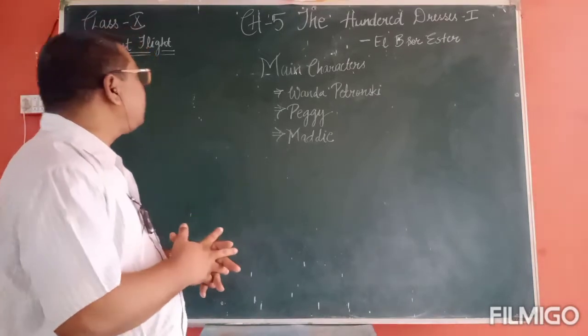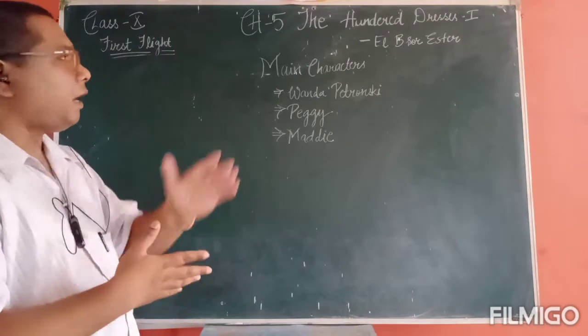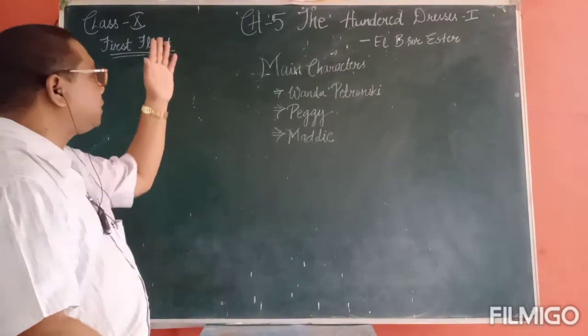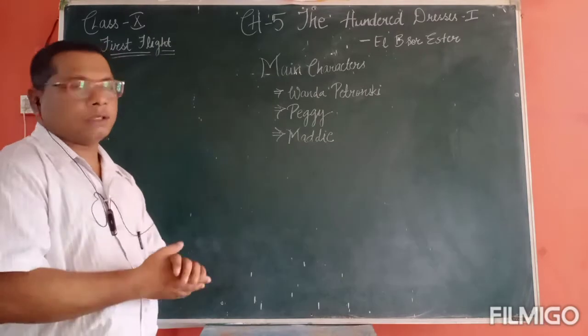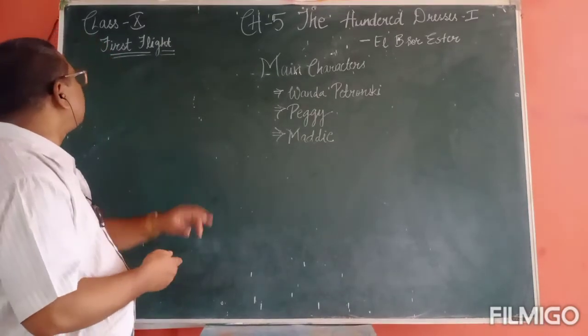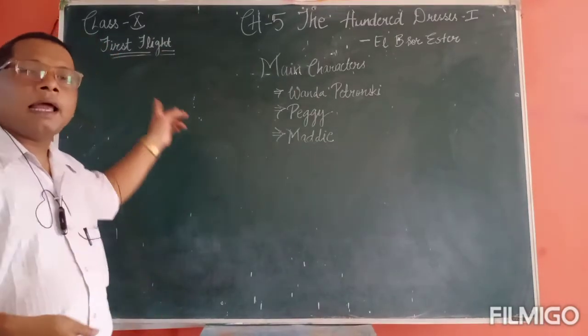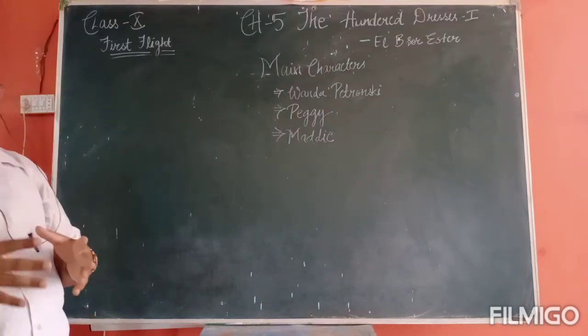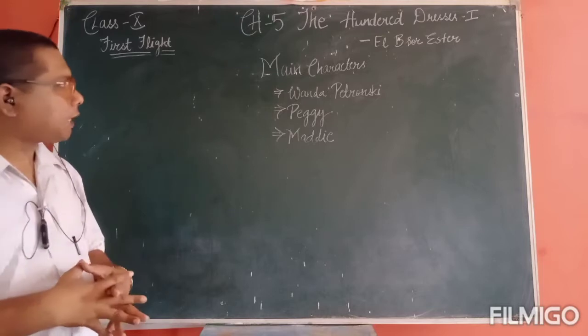So today we are going to look at chapter number 5, The Hundred Dresses, Part 1. There are two parts in this story, but we will look only at the first part. This is for class 10 and from the book First Flight. So let us begin this chapter.